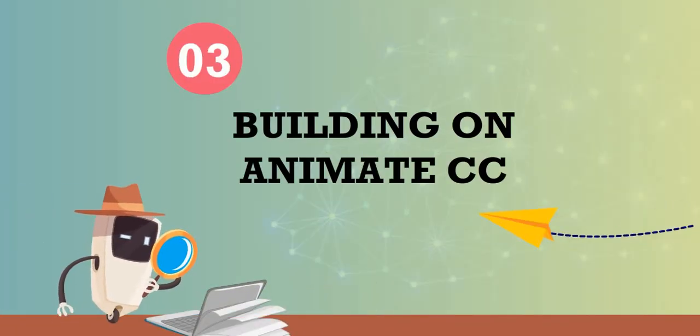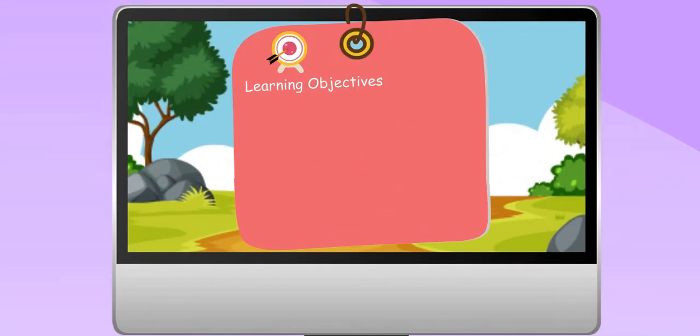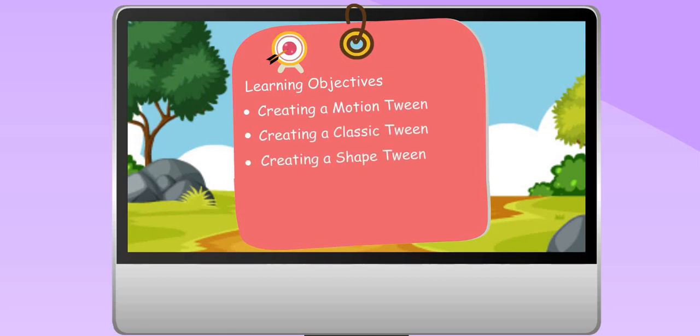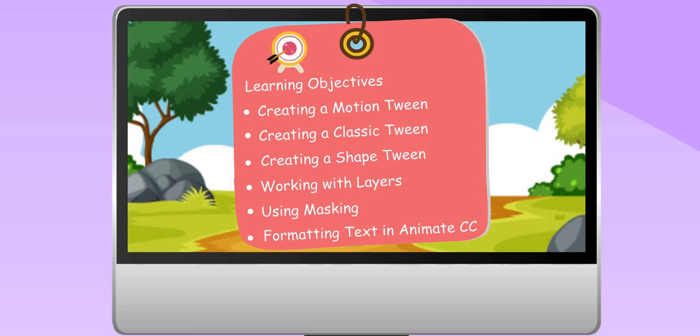Chapter 3: Building on Animate CC. Learning Objectives: Creating a Motion Tween, Creating a Classic Tween, Creating a Shape Tween, Working with Layers, Using Masking, Formatting Text in Animate CC.